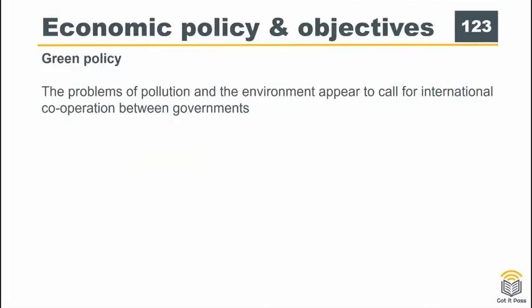Green policy is a government policy because, for green policy, it is seldom the objective of the private sector or for-profit organizations. It is the government's objective. The problems of pollution will affect people's health. So the government would like to have an environmental protection policy or green policy to call for international cooperation between governments.